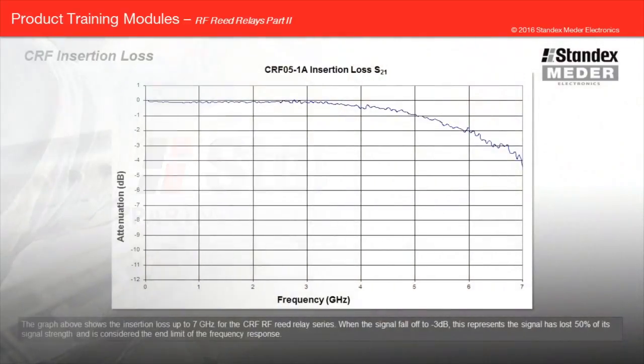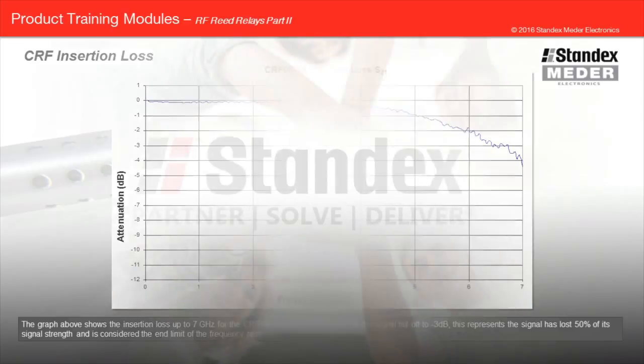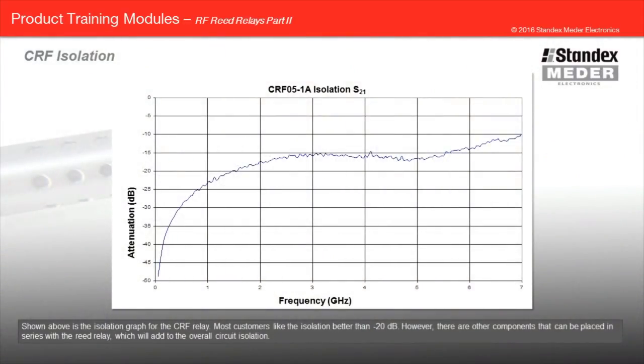The graph above shows the insertion loss up to 7 GHz for the CRF RF reed relay series. When the signal falls off to -3 dB, this represents the signal has lost 50% of its signal strength and is considered the end limit of the frequency response. Shown above is the isolation graph for the CRF relay. Most customers like the isolation better than -20 dB.